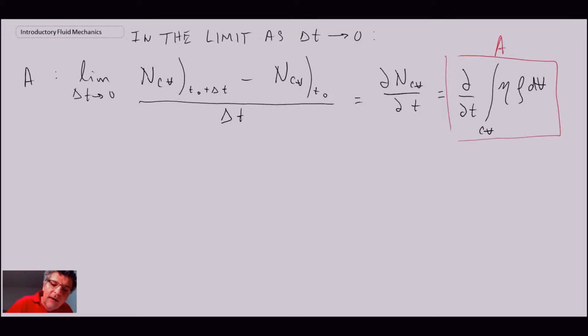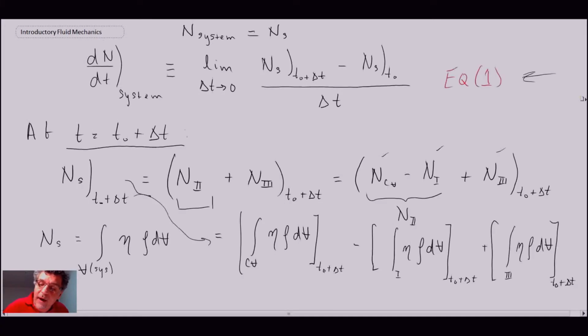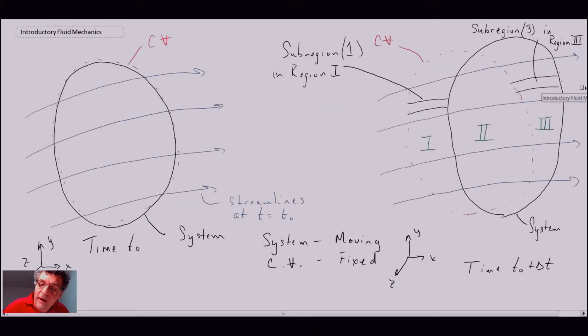So that's A. Now let's move on to B. So what we have here is the change in region 3. Let's go back to our schematic. Where was it? Yeah, way up here. So region 3 was this region here.